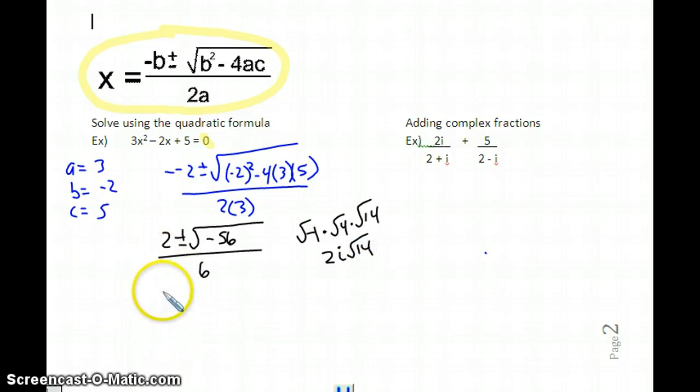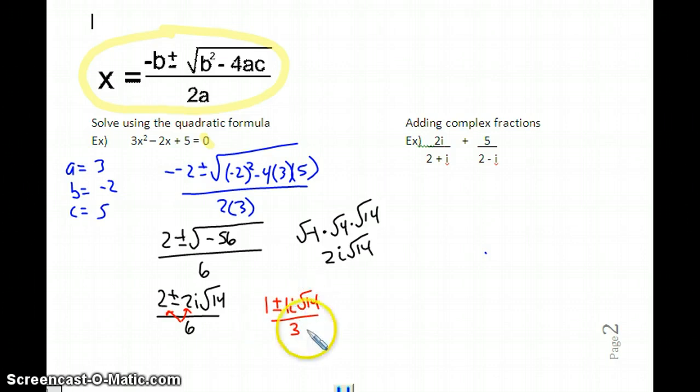So plugging that in over here, it would be 2 plus or minus 2i square root of 14 over 6. And again, this 6 has to get divided evenly into both of those, which would result in leaving me with 1 plus or minus 1i square root of 14 over 3 as my final answer.